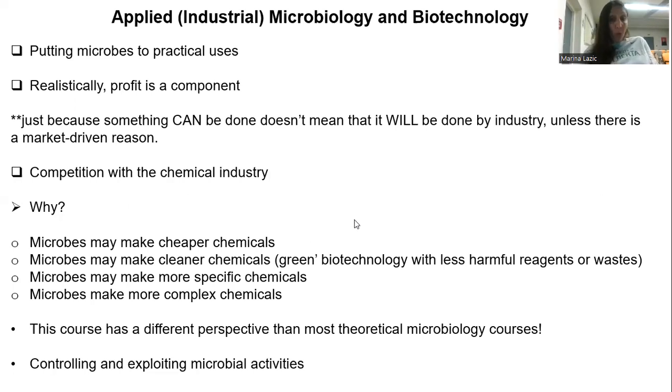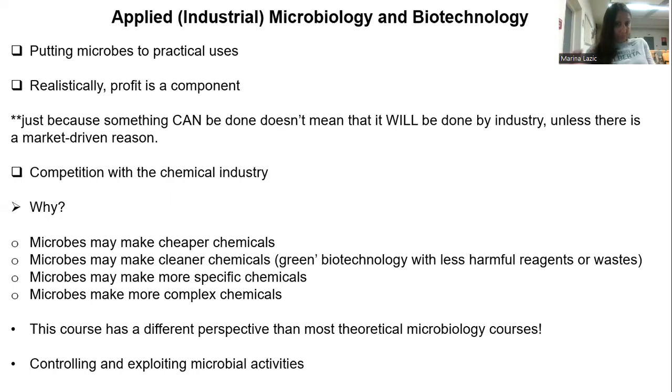What you can always use as justification when you compete with the chemical industry is that microbes make cleaner chemicals. So it's called green biotechnology. However, sometimes you have to use harmful reagents to extract products. So that's kind of counterproductive. But then you can explain that you can have an alternative approach to extract products that does not involve toxic solvents. So microbes may make more specific chemicals, which goes in our favor, and also more complex chemicals.